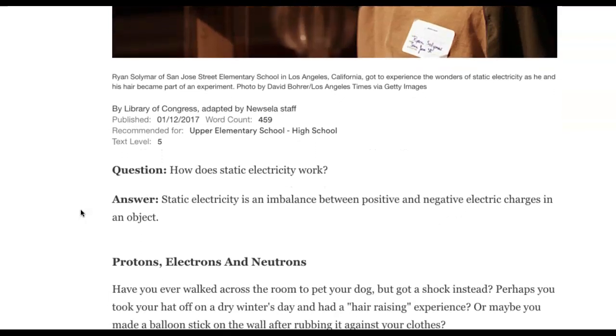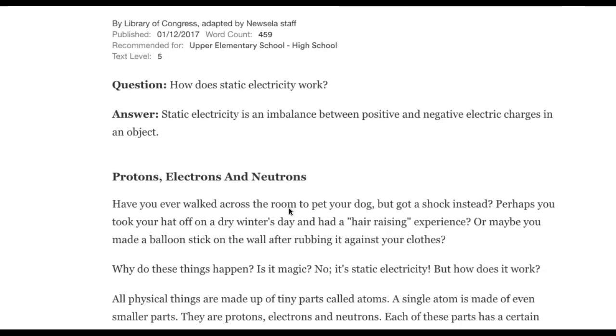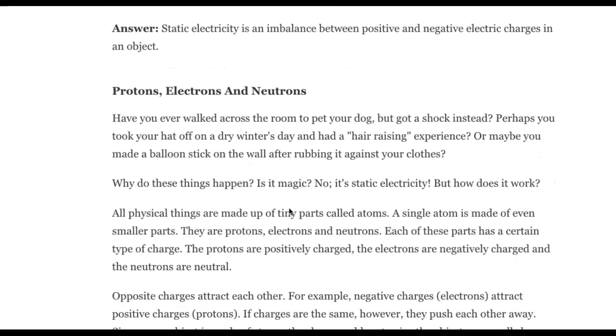Question: how does static electricity work? Answer: static electricity is an imbalance between positive and negative electric charges in an object. So imbalance means when one thing becomes more positive or more negative, they're not in balance. One has more than the other. Protons, electrons, and neutrons.